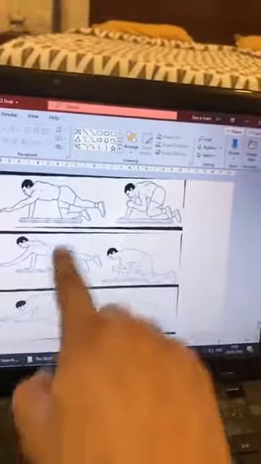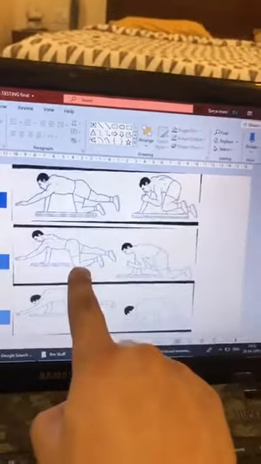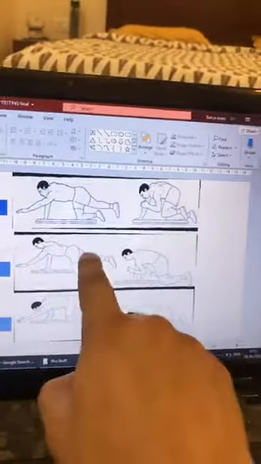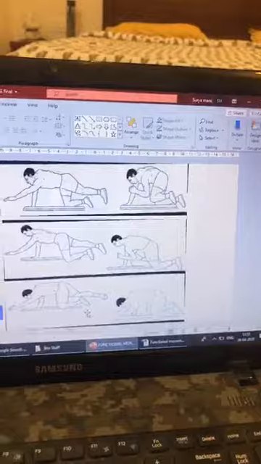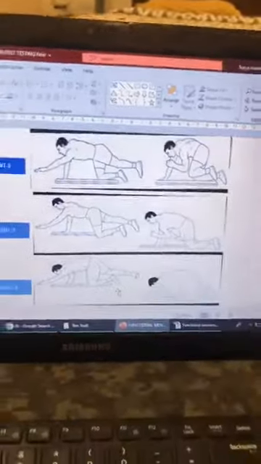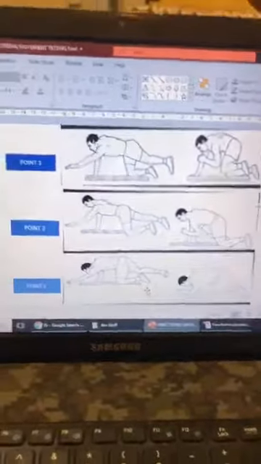In the second one, if he's not able to do that, this is the second position where you are doing the contralateral pattern, right hand, left leg. And the last one is the patient is unable to do that. That's a score 1.